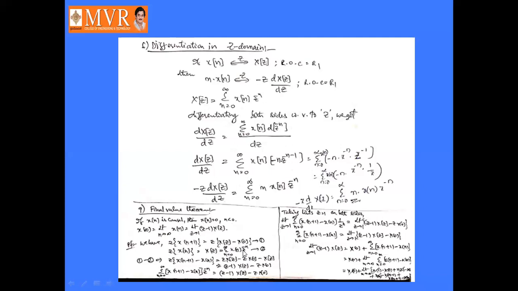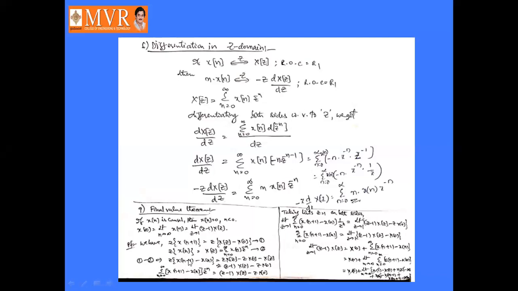Okay. So by subtracting equation number 2 from equation number 1, so 1 minus 2, it is equal to the transform of x of n plus 1 minus x of n, which is equal to z transform of x of z minus z transform of x of 0 minus x of z.